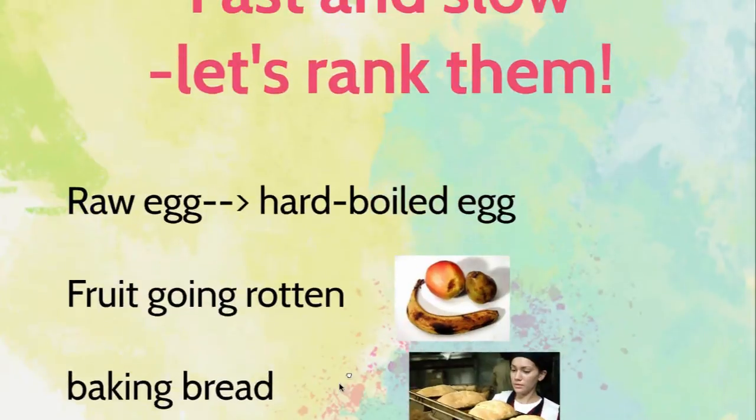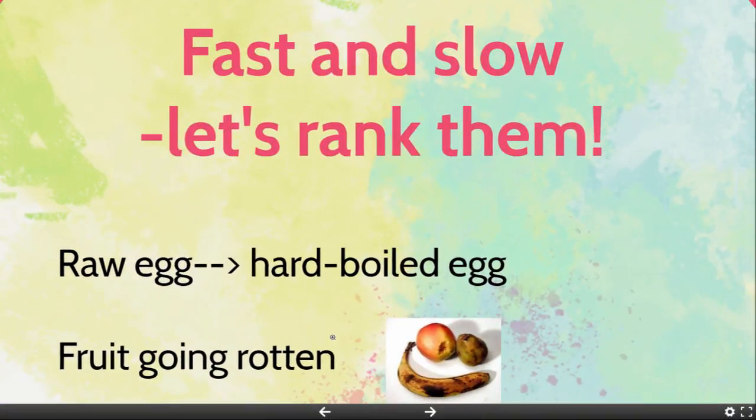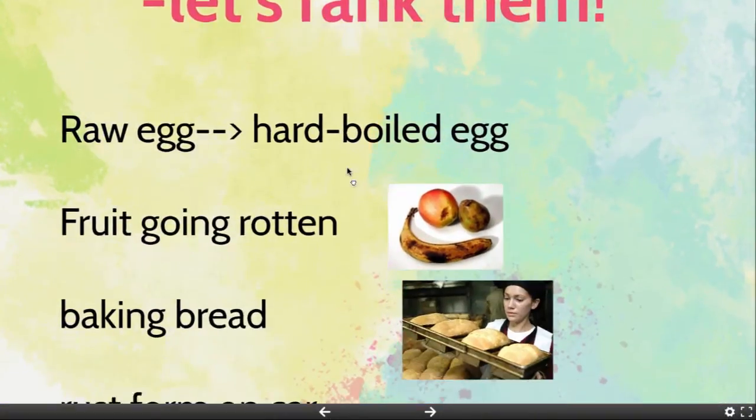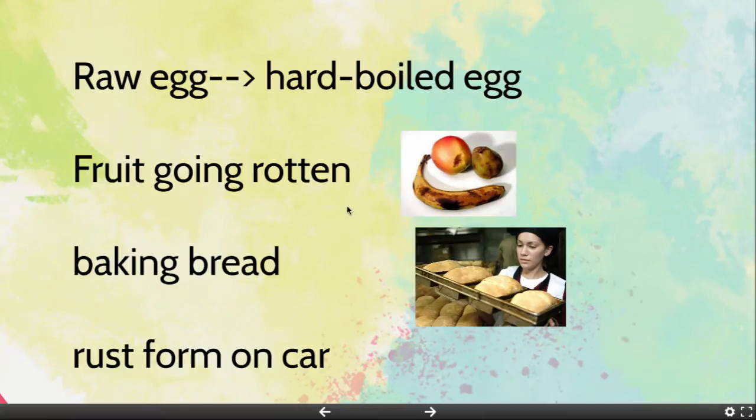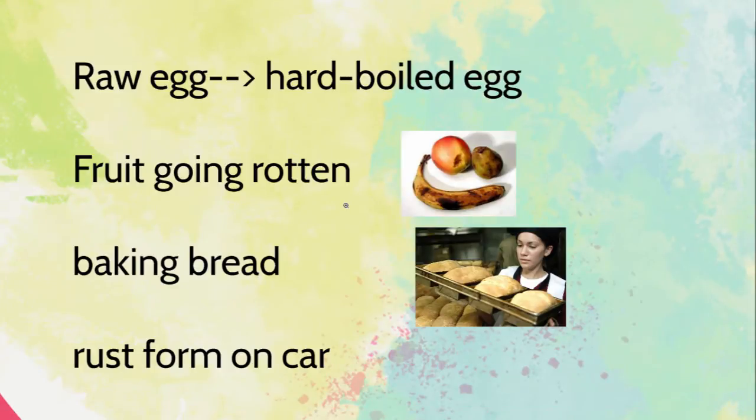Here's our first exercise. It's called fast and slow. Let's rank them. You have 4 different types of activities that you need to rank according to how long they take to be processed. So first, you have raw egg turning into hard-boiled egg. The second one is fruit going rotten. Okay, how long does that take? And baking bread, or rust forming on a car. So rank them according to how fast they are.